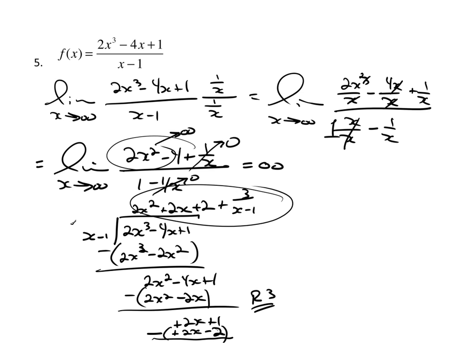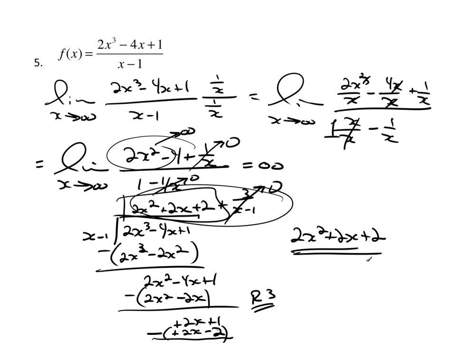So if I take the limit as x goes to infinity, this will go to 0. So this is actually my oblique asymptote. I'm going to have 2x squared plus 2x plus 2. In the limit, this function approaches that function. That asymptotically, they become the same. I got to be careful by saying they're the same because they're really not. But 2x cubed minus 4x plus 1 over x minus 1 approaches 2x squared plus 2x plus 2.